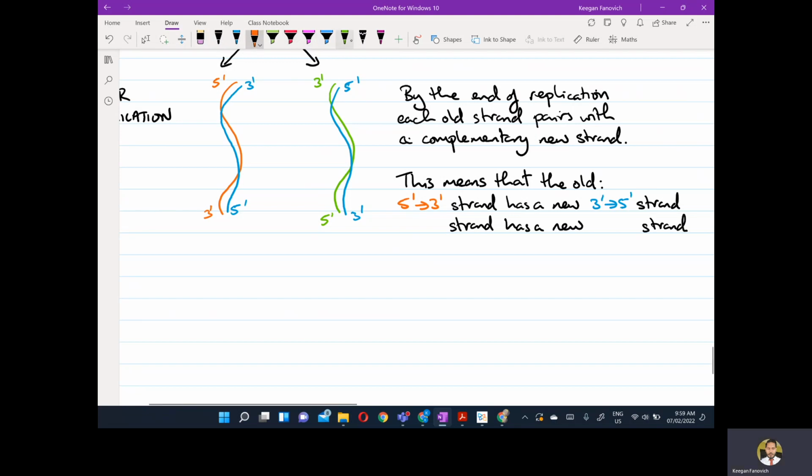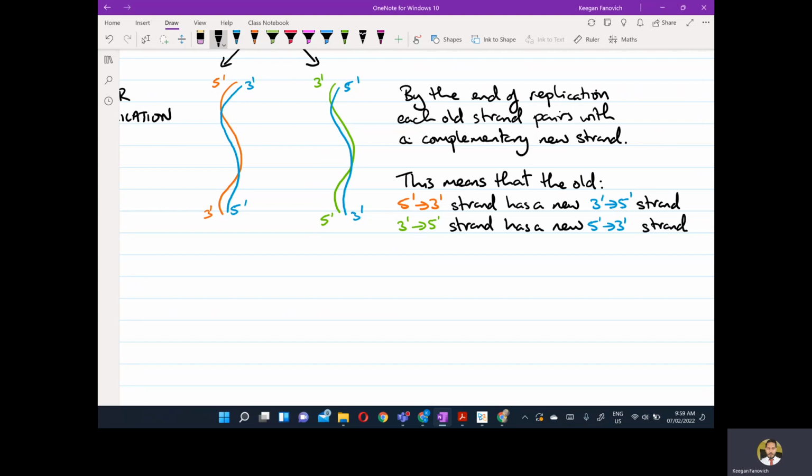Right? So for the green one, the 3 prime to 5 prime strand has a new 5 prime to 3 prime strand. Okay? Right? So they get new strands. Now, here's the thing about it, right? Remember, the DNA is replicated accurately.